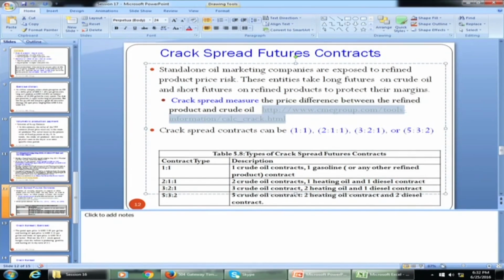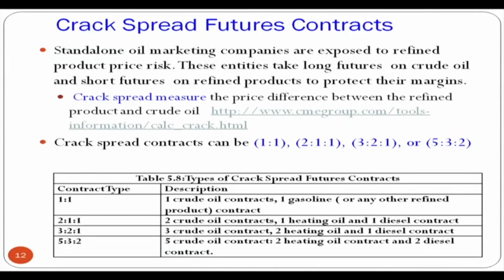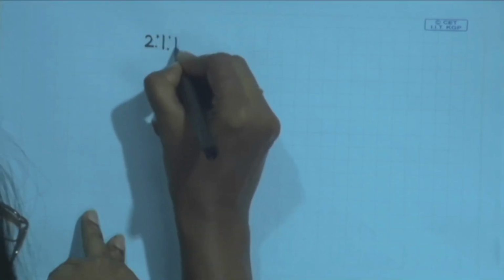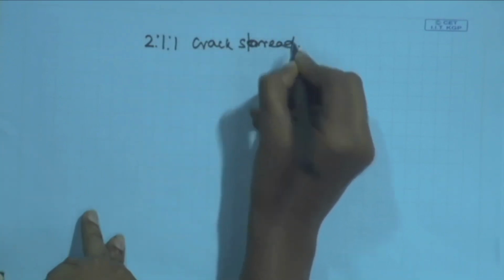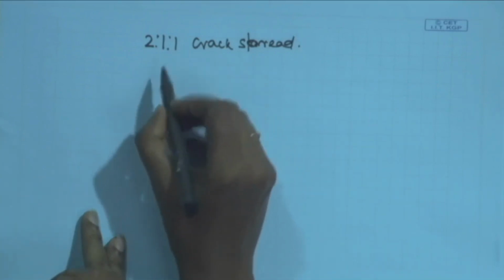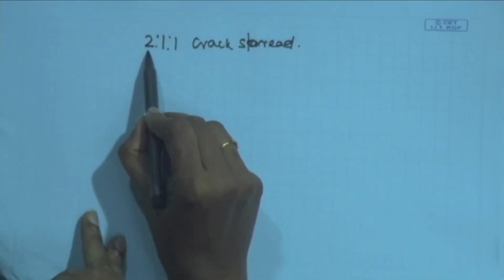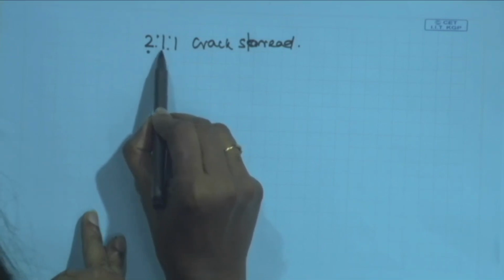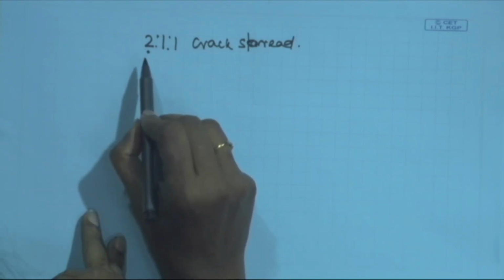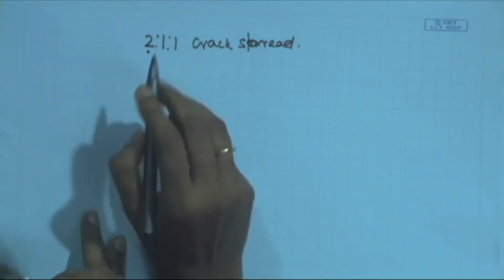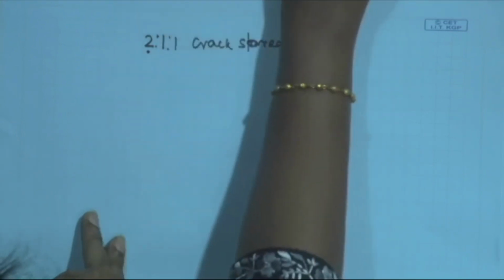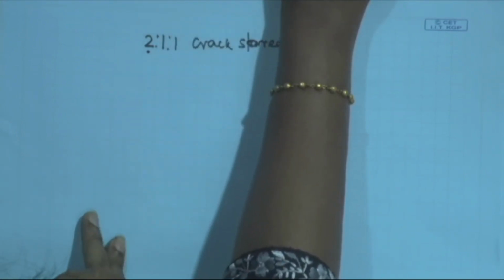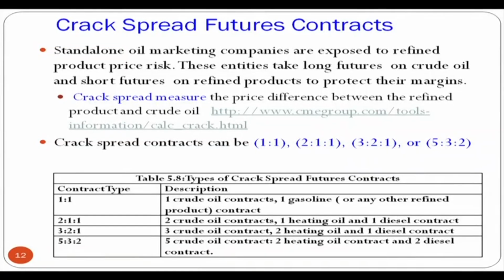So let me show you how exactly this crack spread can be calculated. Let's go to the 2:1:1 crack spread. This is how the crack spread can be calculated. 2:1:1 means 2 crude oil contracts, 1 heating oil and 1 diesel contract, or 1 gasoline and 1 diesel contract. So how do you calculate the crack spread? Let me give an example.